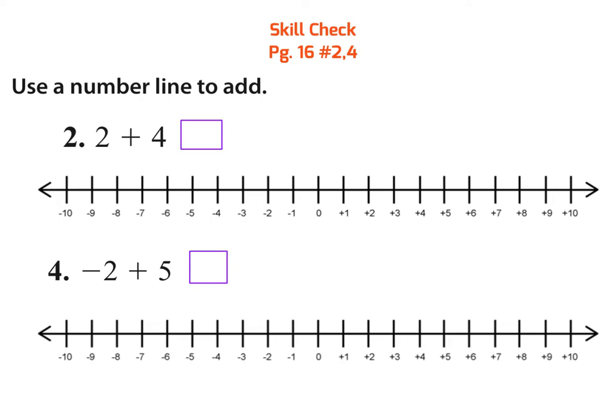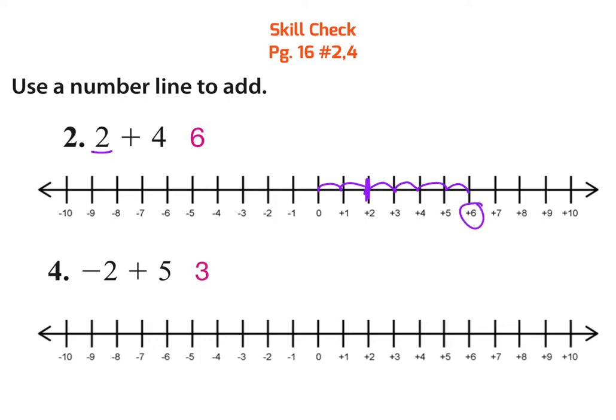Hopefully you got 6 and 3 here, but let's see how we did it movement-wise, all right? So I started at 0. I went in the positive direction. If you don't see, by the way, a sign in front of it and it's your first number, it's positive. So we're going to go 2 in the positive direction. This is our first movement, and then we're going to go 4 more in the positive direction. You can see you end up at 6.